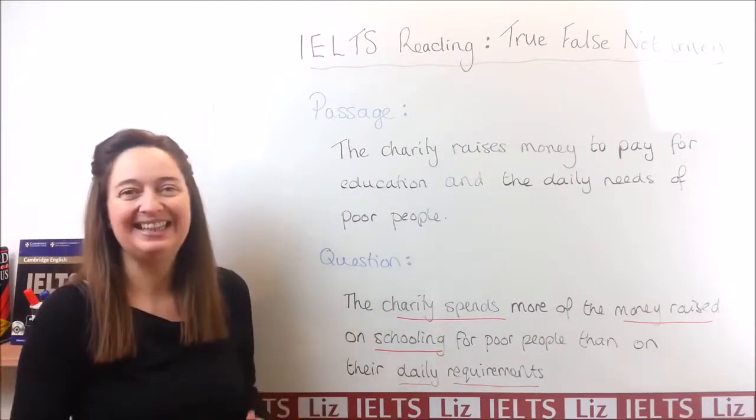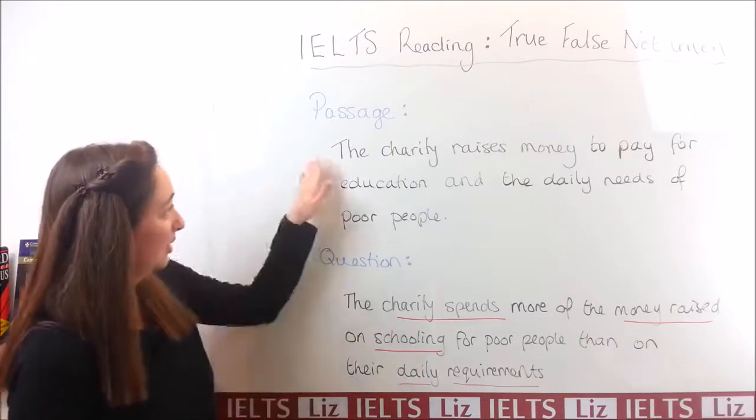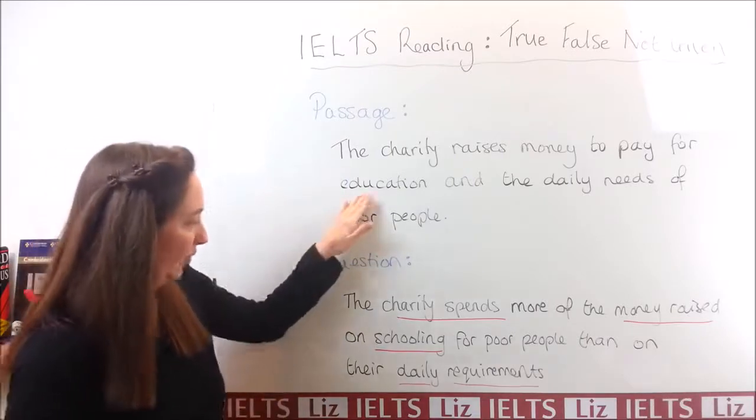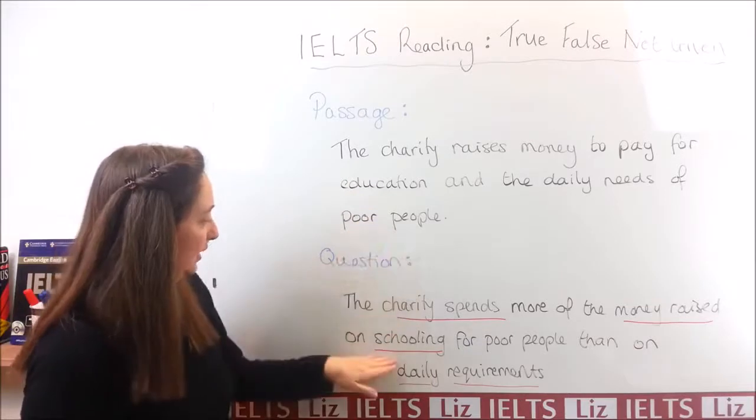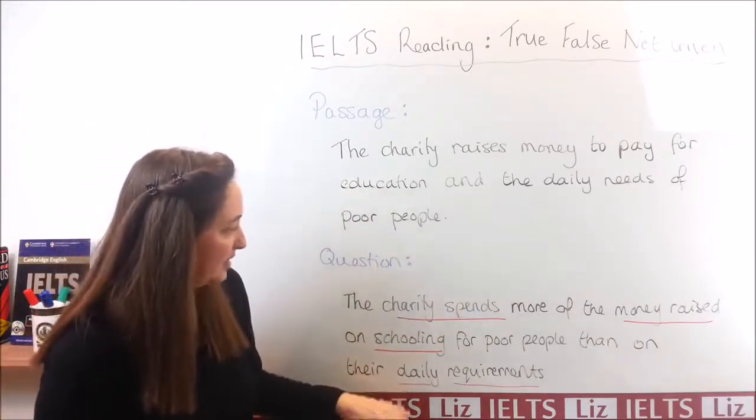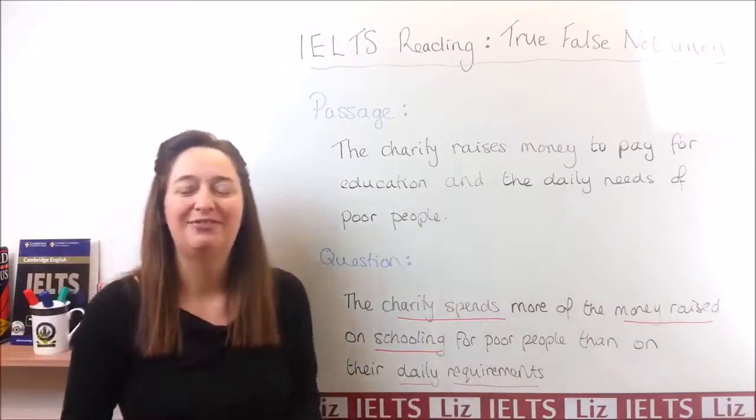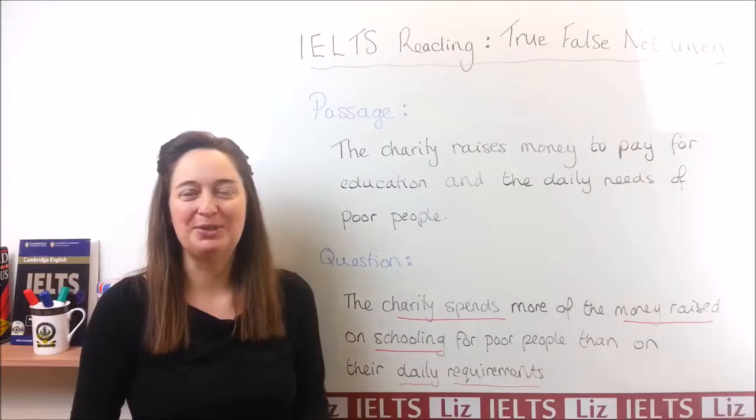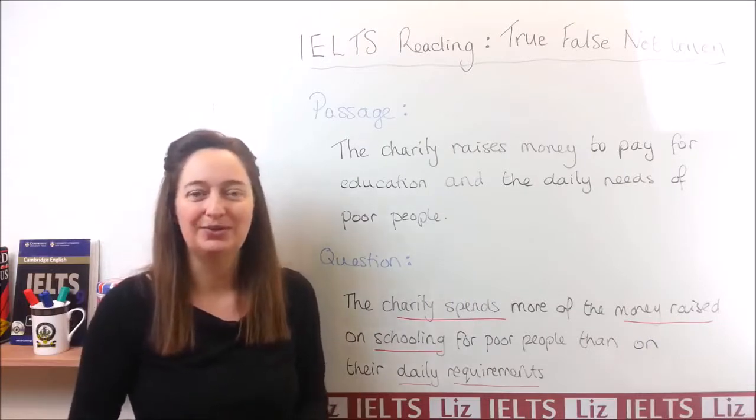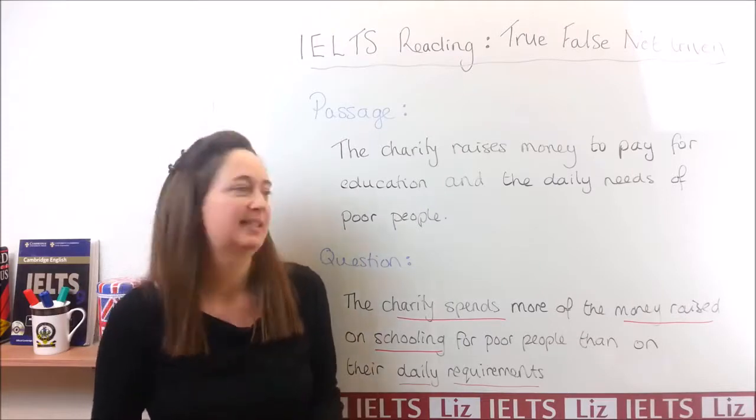So we've got spending money, and this is money that has been raised on schooling, and of course schooling means education, than on daily, everyday requirements, and requirements means needs. So again, in this statement, we have a lot of similar words. The charity raises money to pay for education, schooling, and the daily needs, the daily requirements of poor people. So we have a lot of matching information. Again, what do you think? True, false, or not given? Well, we need to look more deeply at the statement.